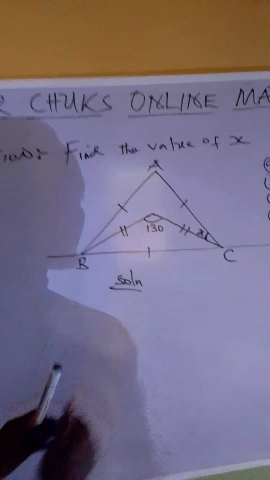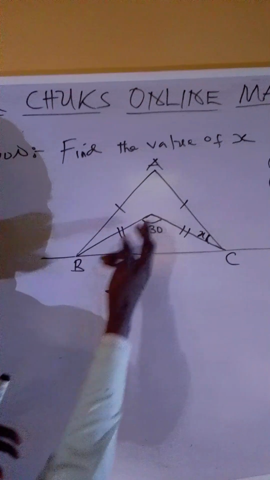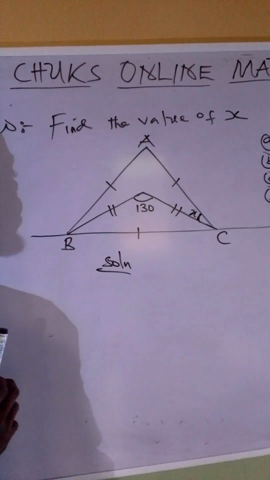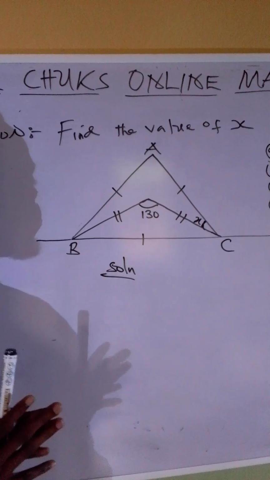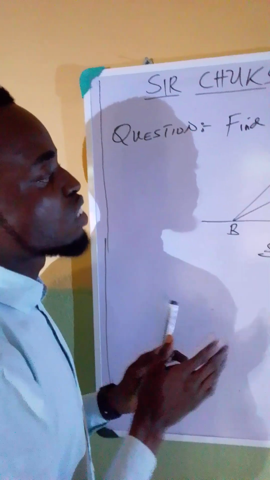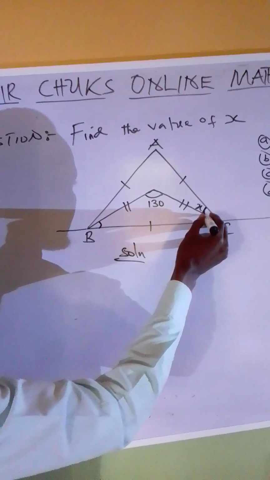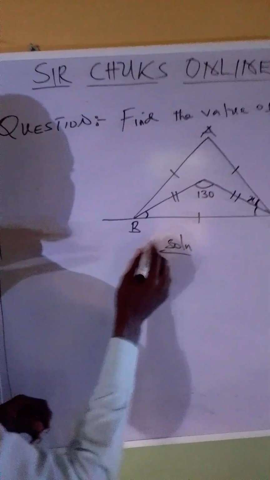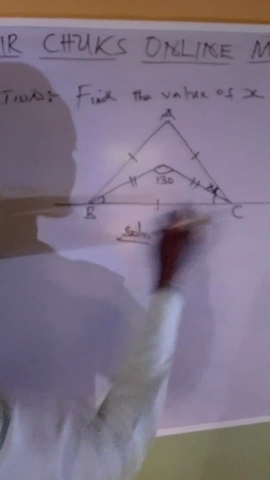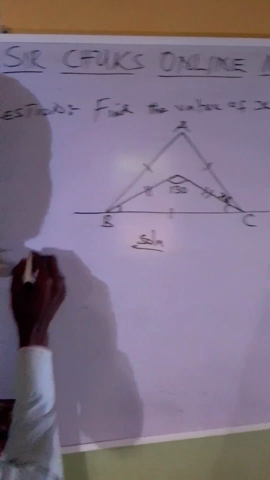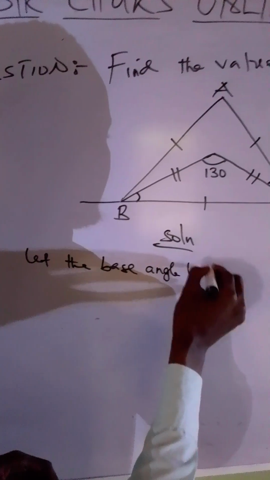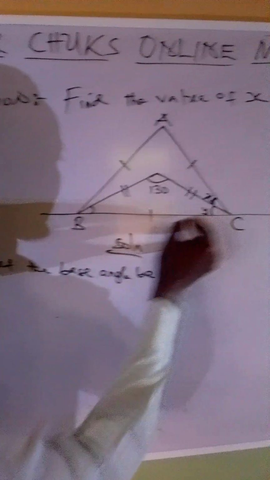Then the second triangle is an isosceles triangle because this side is equal to this side. You can see the mark on the two sides. An isosceles triangle is a triangle whose only two sides are equal, and the base angles of an isosceles triangle are equal, meaning that this angle here is equal to this angle. So for us to get this very angle x, we need to find the base angles of this isosceles triangle. Now let the base angle be y. So let's call here y, call here y.